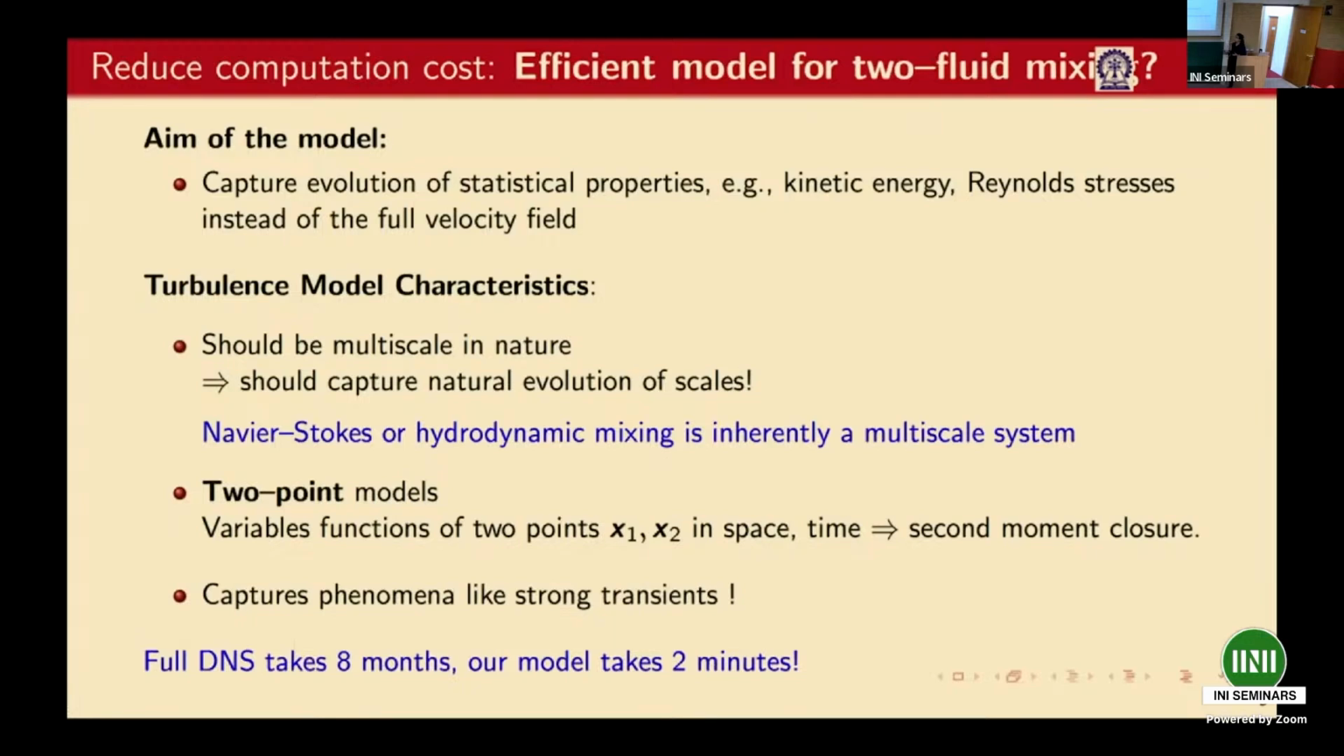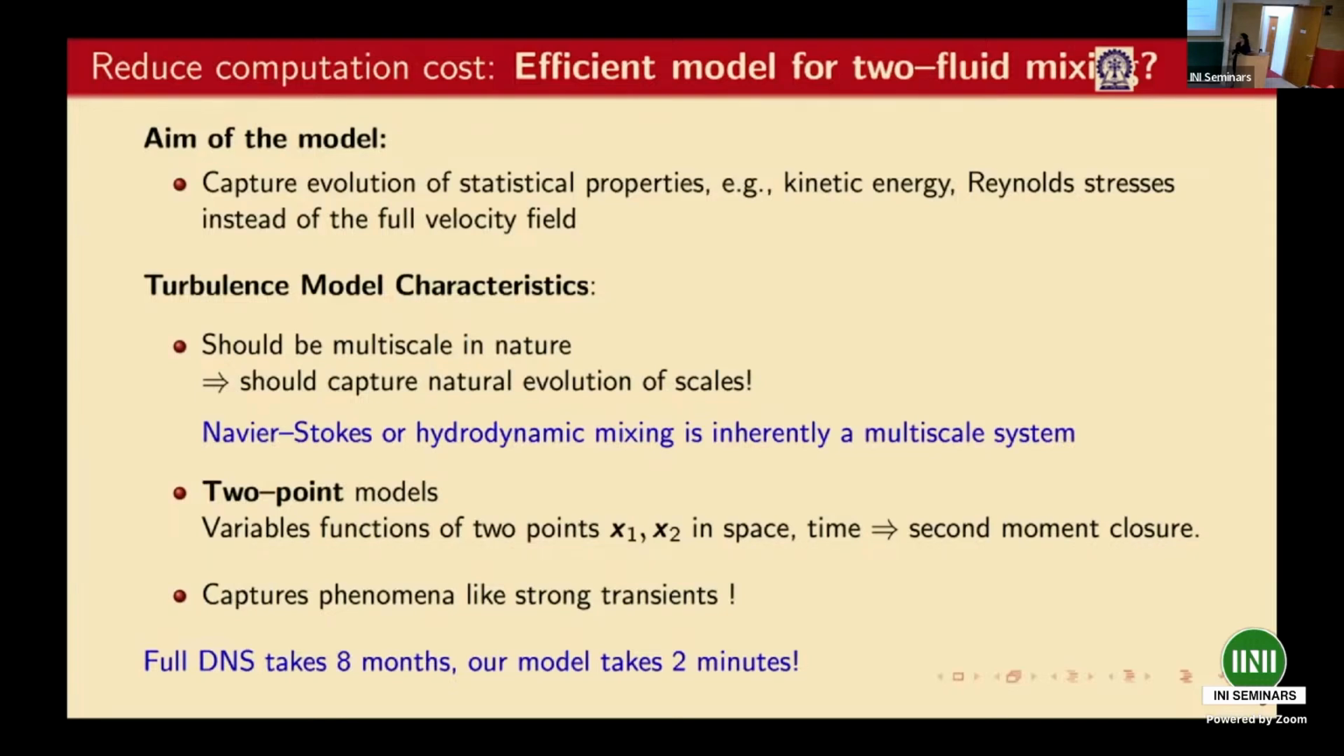Now, the model that we built for this is a two-point turbulence model. Two-point models are functions of two different points in space, that is, the scale separation. Because of the scale separation, in turbulence modeling terms, it's also called a second moment closure model. If we close the second moments, then we do not need ad hoc equations for closing the Navier-Stokes, closing the nonlinear terms.